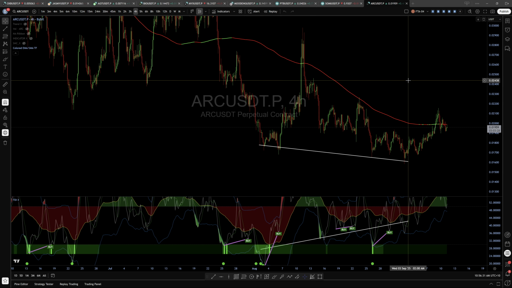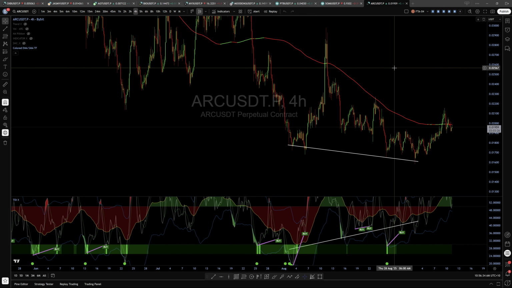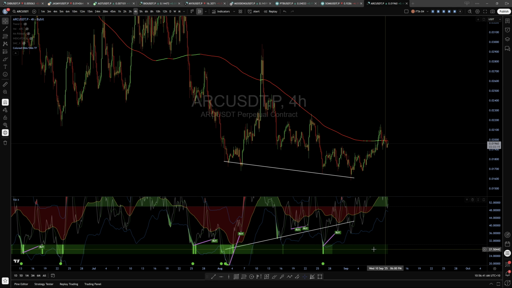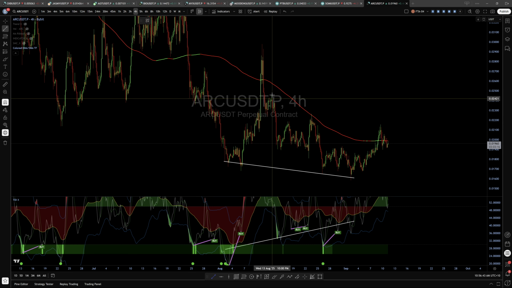Looks like ARC, which I don't really like this because it's not that volatile right now. It's got a bullish money flow divergence, and it appears to have had a breakout of some sort.